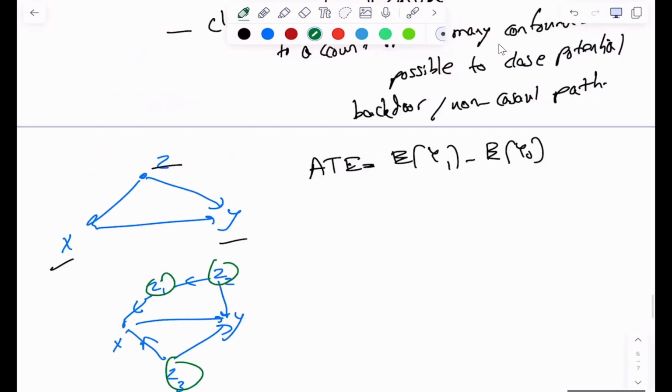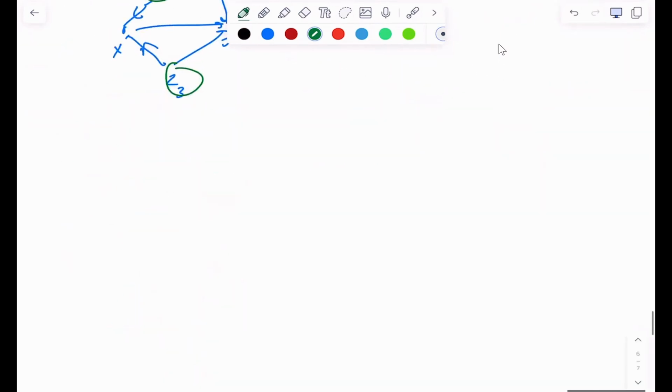This is valid for both potential outcome and causal DAG, because it's for causal inference, and they are both the same, these two. All right, let's go over the next one. Very important. Positivity.